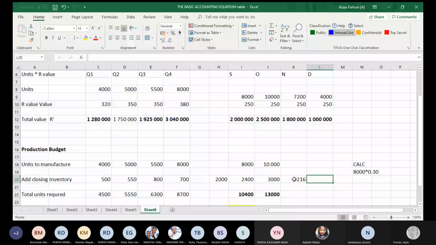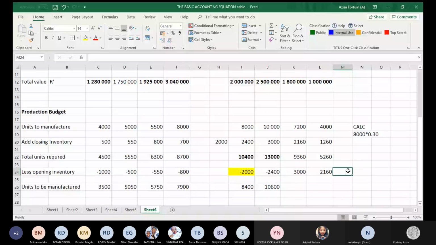What will my opening inventory be for the last month, for December? So our closing inventory in November was 3,000, am I correct? No, you're not correct. 2,160. Yes, 2,160. And for January, what will it be for January? For January, it will be 1,200. And 60, whatever answer we got here. So you get the knack of this now.